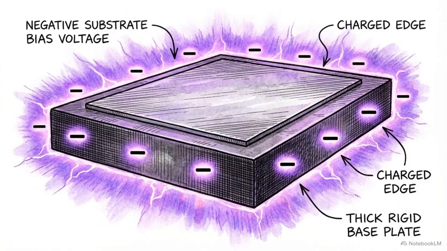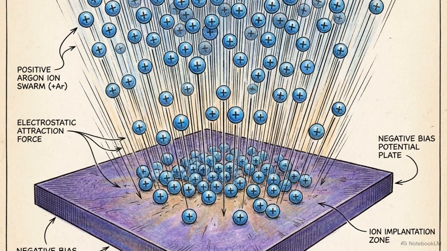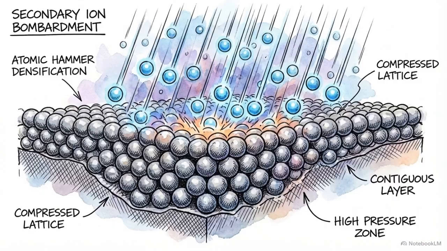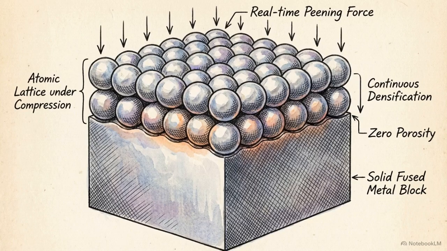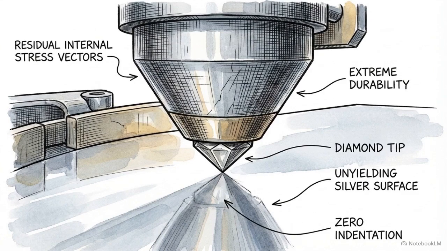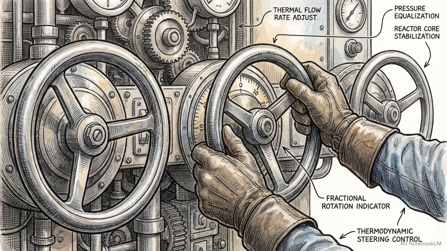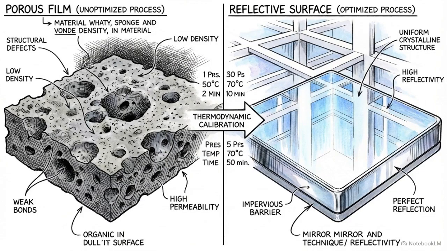Substrate bias voltage involves applying a deliberate negative electrical charge directly to the substrate holding the growing film. This deliberate negative bias acts as an attractant, intentionally accelerating positively charged argon ions straight into the newly formed coating. This secondary ion bombardment acts like an atomic hammer. It physically peens and densifies the coating in real time, drastically altering its residual internal stress and overall mechanical hardness. Together, power, temperature, and bias function as thermodynamic steering wheels. Their precise calibration decides whether a film grows porous and rough or atomically dense and perfectly smooth.